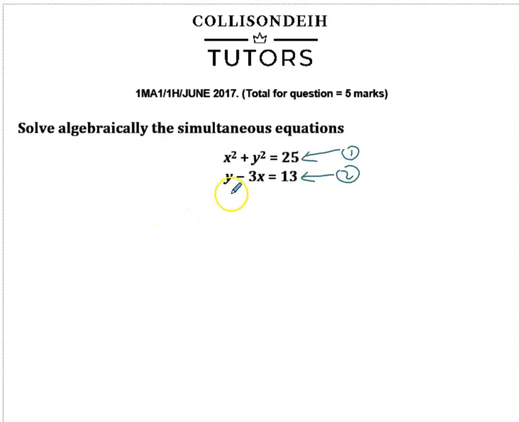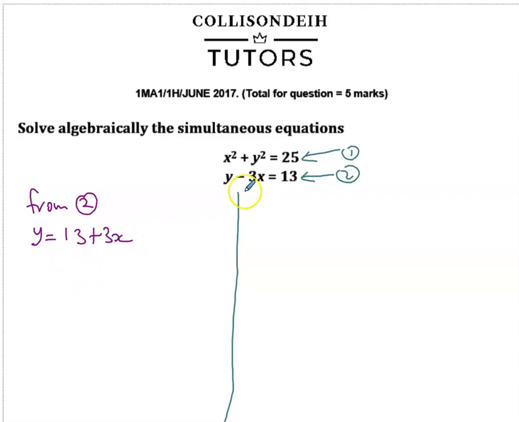It is easier to use the linear function and substitute that into the quadratic function. So from equation two, what do we have? Making y the subject, y equals 13 minus 3x. Now we're going to substitute our y into equation one.